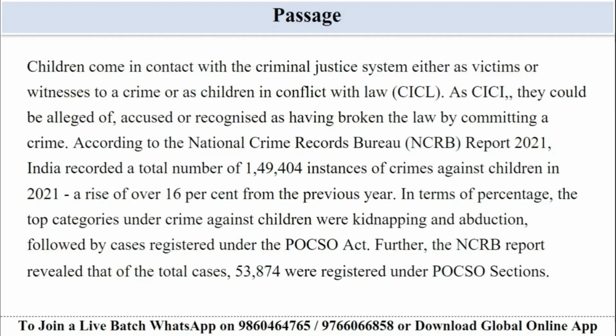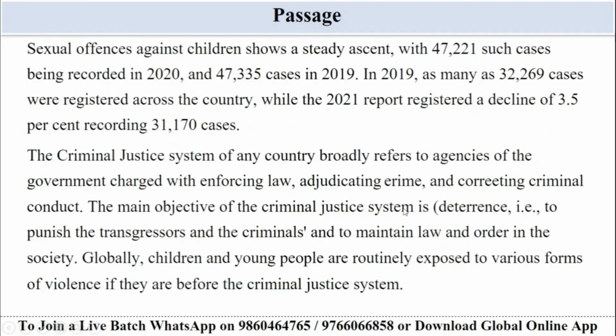In terms of percentage, the top categories under crime against children were kidnapping and abduction, followed by cases registered under the POCSO Act. Further, the NCRB report revealed that of the total cases, 53,874 were registered under the POCSO section. Sexual offences against children show a steady ascent, with 47,221 such cases being recorded in 2020 and 47,335 cases in 2019. In 2019, as many as 32,269 cases were registered across the country, while the 2021 report registered a decline of 3.5%, recording 31,170 cases.